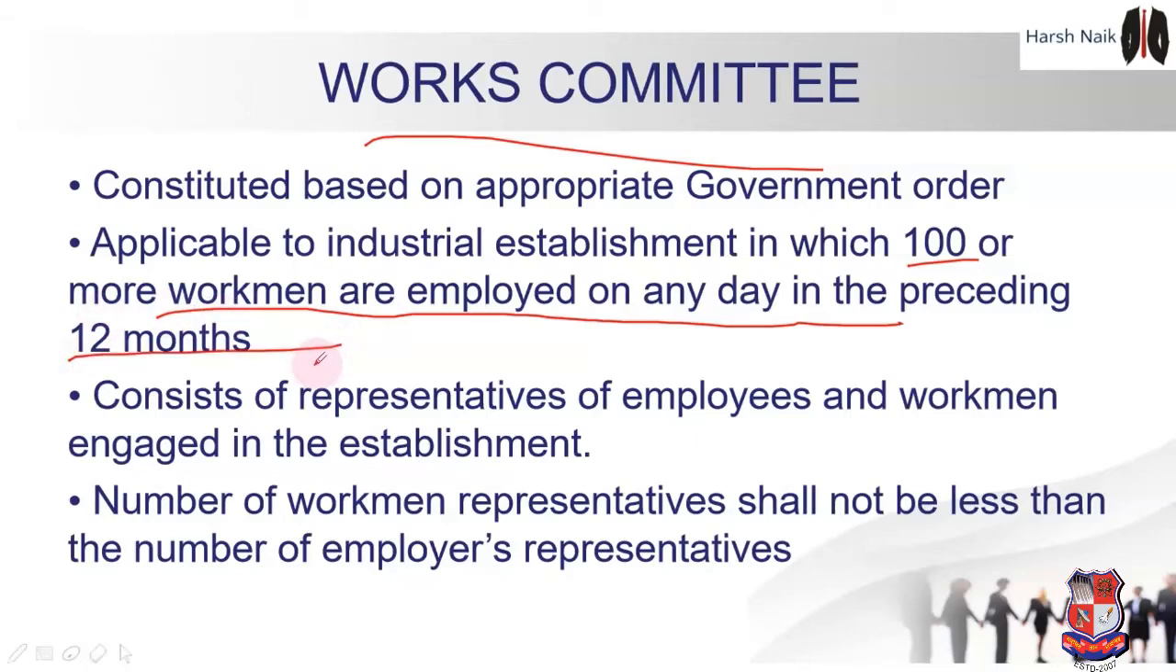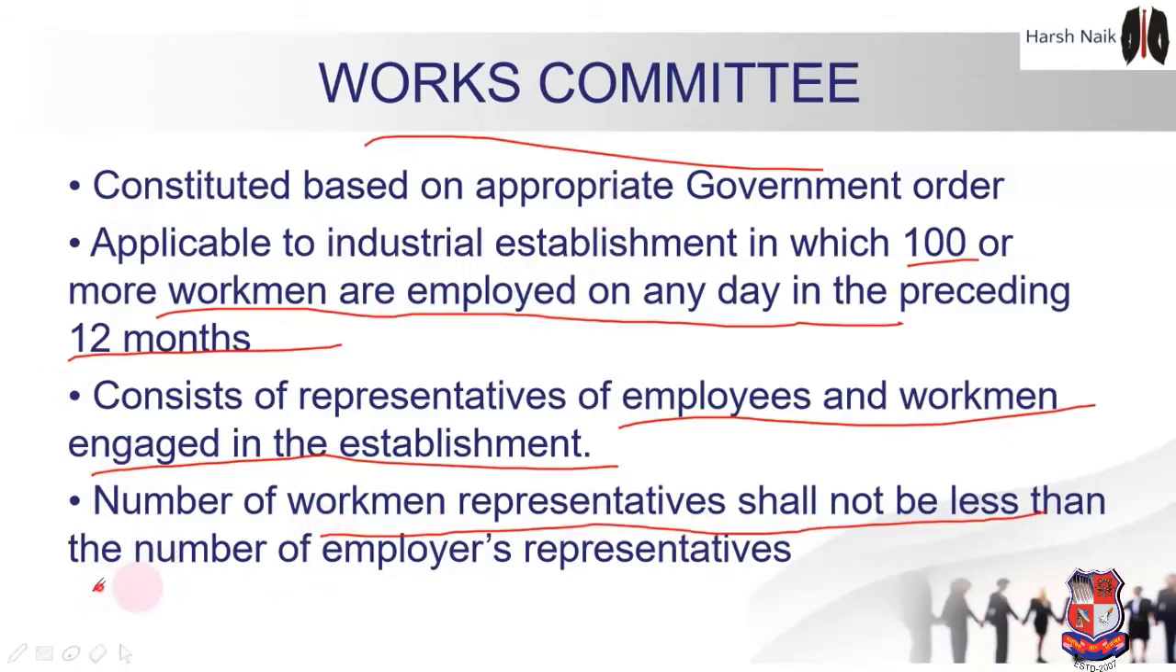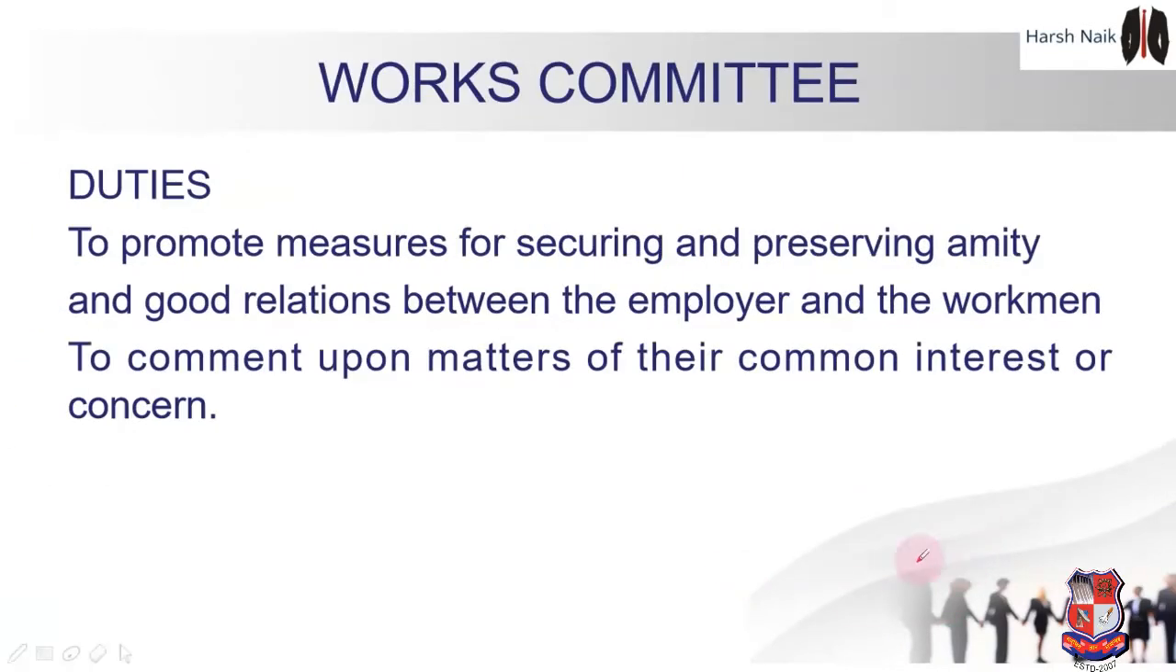For approximately 1 year, if there are 100 or more workmen, then a works committee is established, right? It consists of representatives of employers and workmen engaged in the establishment. The workers who are working are made into the works committee, right? And the number of workmen representatives shall not be less than the number of employers' representatives, right? So this number should be more than the employers' representatives. That is the works committee. Now what does this works committee do?